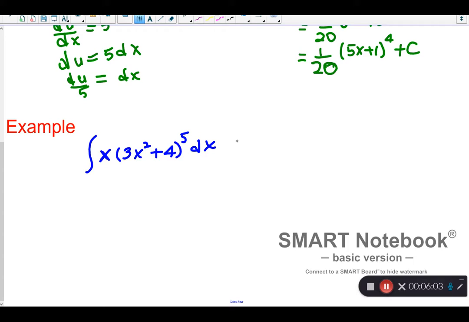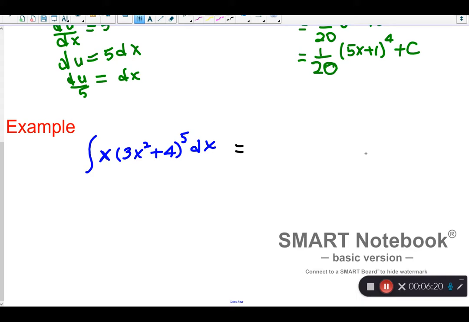This problem would have been a nightmare without u substitution. Think about it. You would have to multiply this quantity 5 times by itself, then distribute x one by one, then integrate one by one. Again, very, very messy. Instead, let's see if we can do this with u substitution.